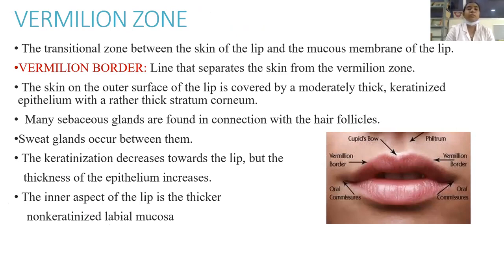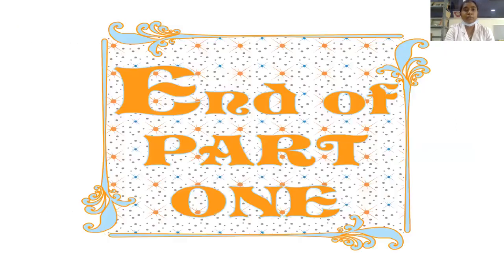The skin on the outer surface of the lip is covered by a moderately thick keratinized epithelium with a rather thick stratum corneum. Many sebaceous glands are found in connection with the hair follicles. Sweat glands also occur between them, as is seen in the skin. So we can see the sebaceous glands at the top. The keratinization decreases towards the lip, but the thickness of the epithelium increases. The inner aspect of the lip is covered by thicker, non-keratinized labial mucosa. So there comes the end of part 1.